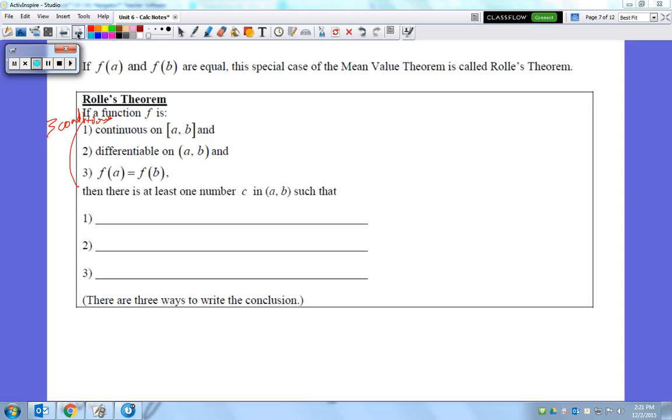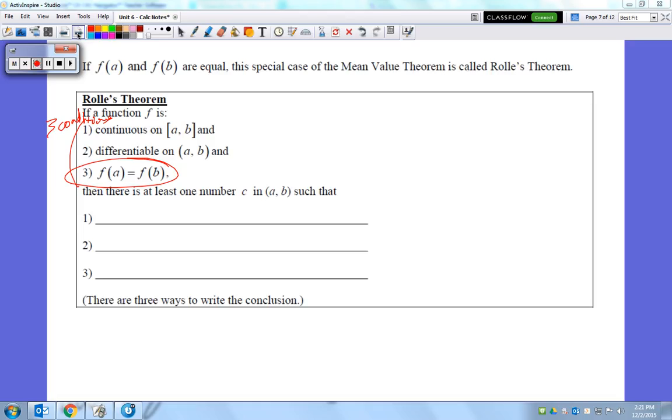Okay? First 2 are the same. It's continuous between the endpoints, means I drew it without picking up my pencil, and then now it's differentiable everywhere in between, just like we said, because we cannot have derivatives on endpoints because they're undefined. There's no wings, if you will, no both one-sidedness. But here's the last thing. F of a is equal to f of b.